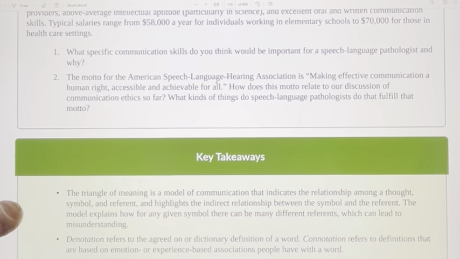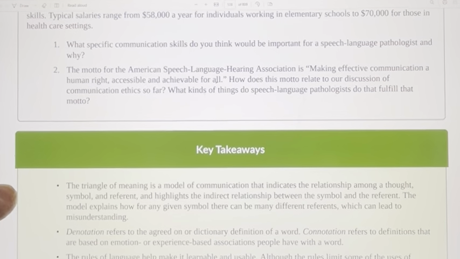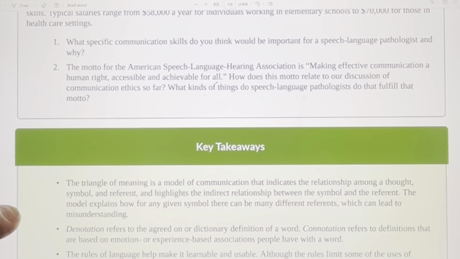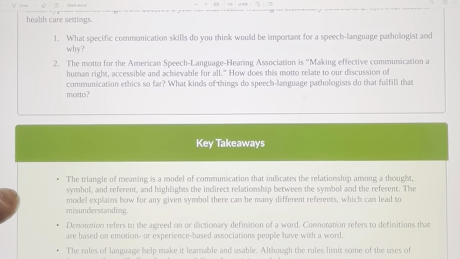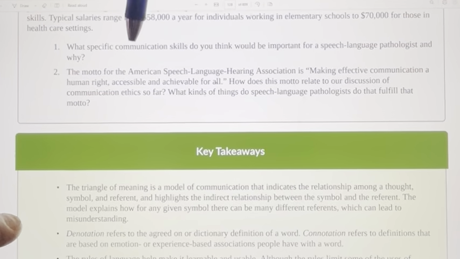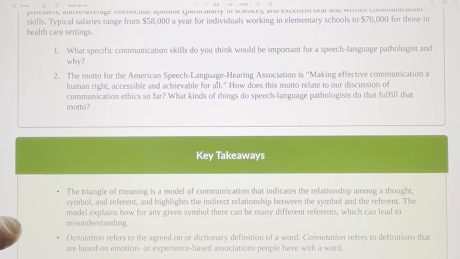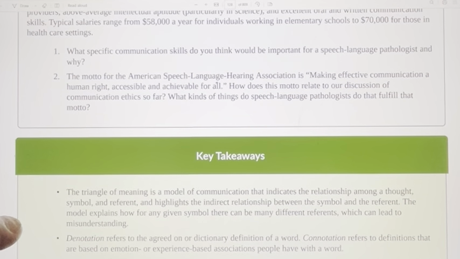What specific communication skills do you think would be important for a speech language pathologist, and why? The motto for the American Speech Language Hearing Association: making effective communication a human right, accessible and achievable for all. How does this motto relate to our discussion of communication ethics so far? By the way, the association's scope of practice is dozens of pages.